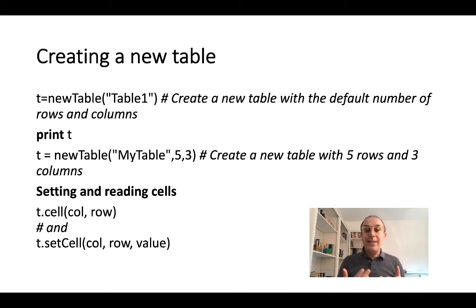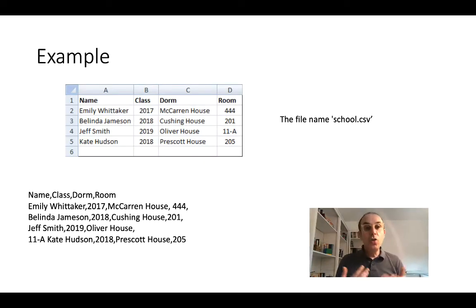And when we say t equals new table, my table 5 and 3, it will create a new table with 5 rows and 3 columns. And again, it's up to you to decide the number of rows and columns, and I would recommend you to play with that. Setting and reading cells, and again, this is how we will do that. t.cells, columns and rows, and you will see the idea what it stands for and how to apply it. So in this case, school.csv, and I will say what it consists by reading the file and applying it.